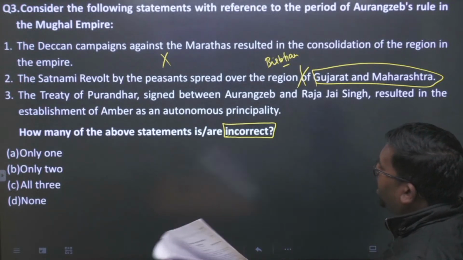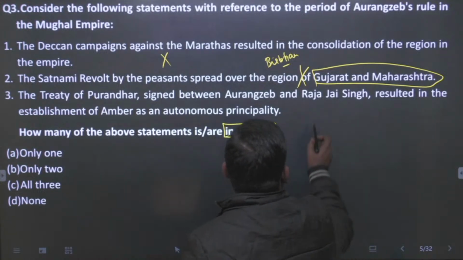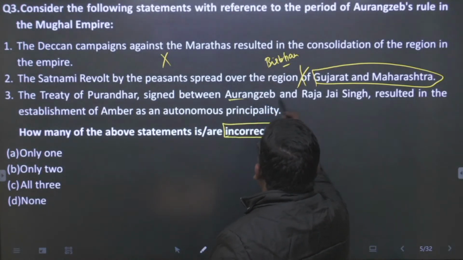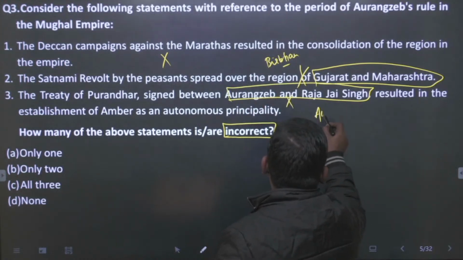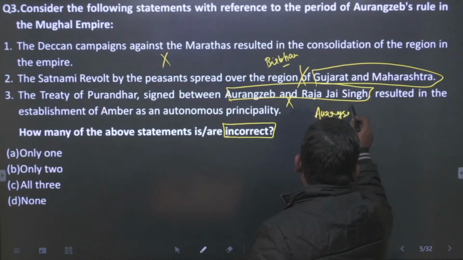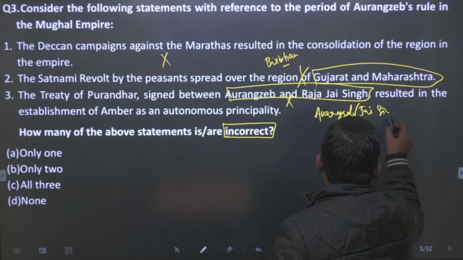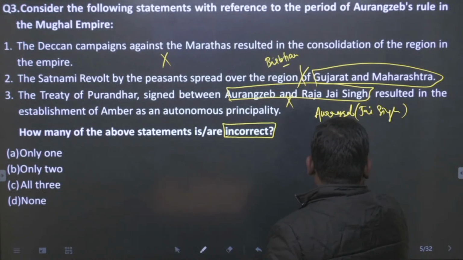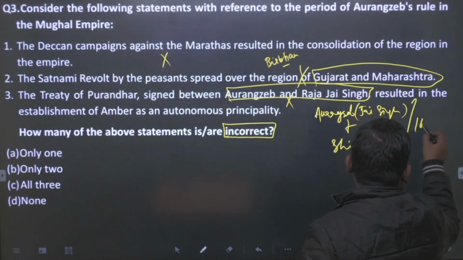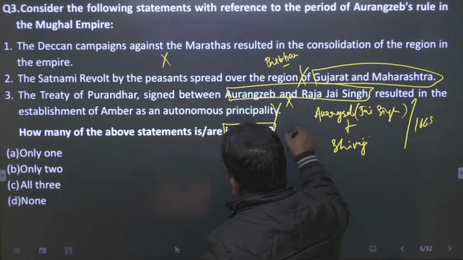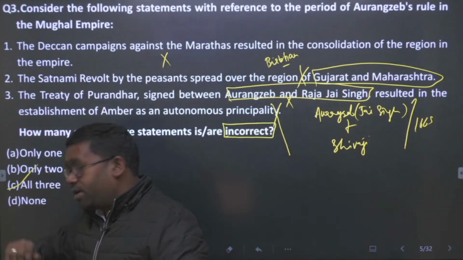And then we have the Treaty of Purandar, signed between Aurangzeb and Raja Jai Singh. No, this is false. This is not signed between these two. Jai Singh was a viceroy of Aurangzeb, and the treaty was signed between Jai Singh and Shivaji in 1665. So this statement is also false. So the answer will be all 3. All 3 statements are false in this question.